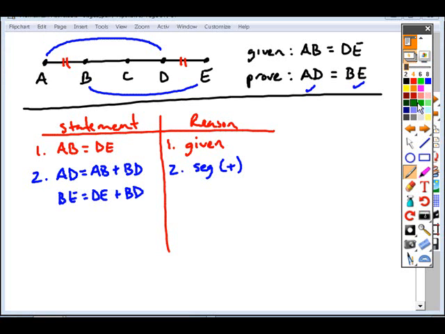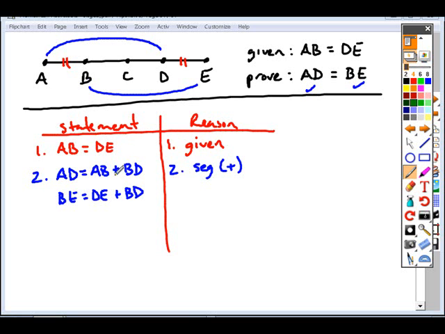Once you have all parts of your end state introduced, then you start to work backwards and figure out what you need to do in order to get these statements completely by themselves. Looking here, in order for AD and BE to be equal, I need to make sure that either AB plus BD is equal to DE plus BD, or I need to transform one of these statements into the form of the other. And I'm going to show you both of those methods.